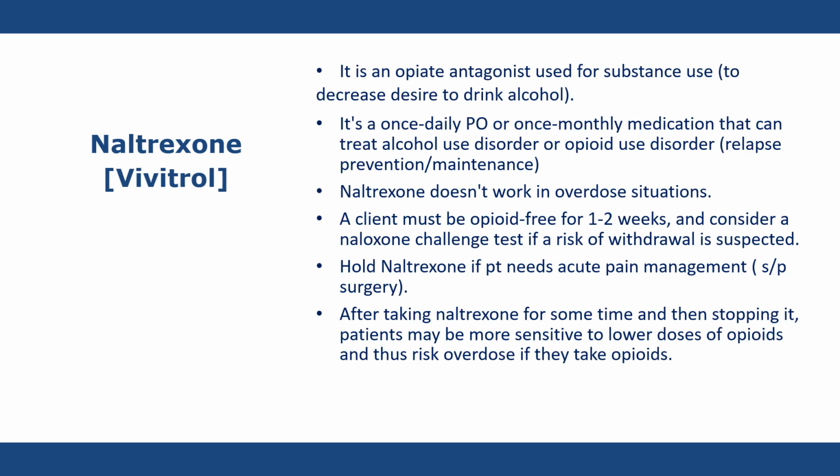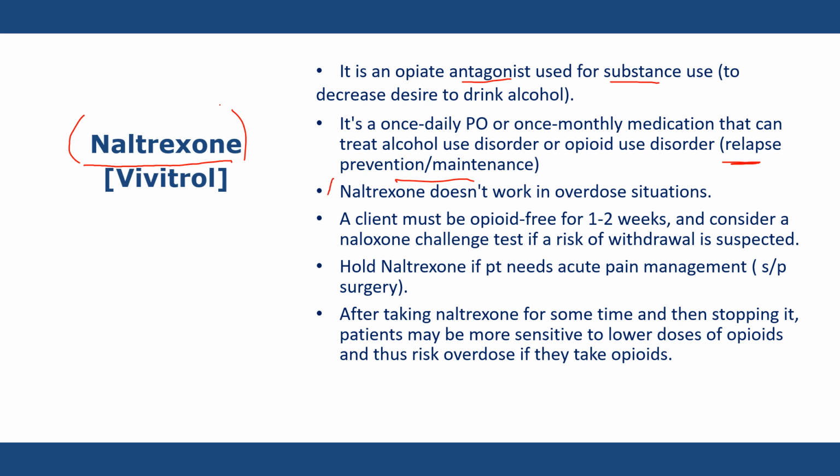Now the next agent is naltrexone. Naltrexone is an opiate antagonist used for substance use disorder, either opioid use disorder or maybe alcohol. So if you have a client who was taking, let's say, some kind of opioid for years, and we want to stop that, we want to treat that substance use disorder, we can put them on naltrexone. It's a PO drug, daily or a once monthly prescription, for relapse prevention, maintenance therapy, I should say, right?